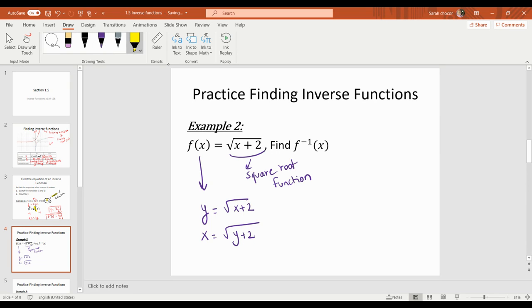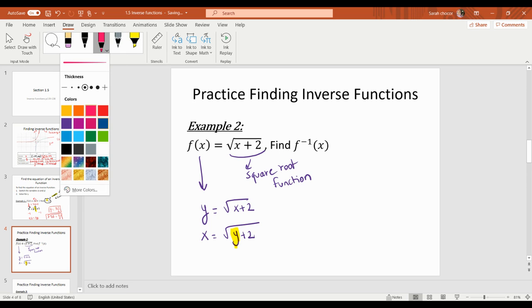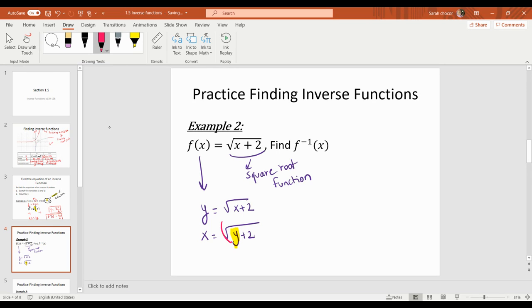And remember, my aim is to solve for y. And I have a square root. So in order to get y by itself, when you have a square root, your only option is to square both sides, because a square cancels out the square root. So I will have x squared equals y plus 2. Subtract the 2 on each side, and you're going to get y equals x squared minus 2. Remember the notation, the inverse function is x squared minus 2.